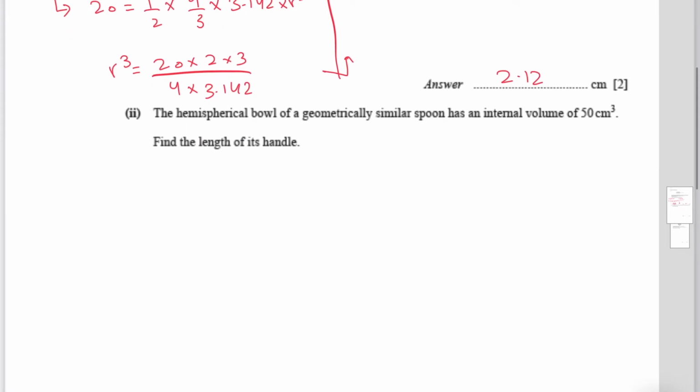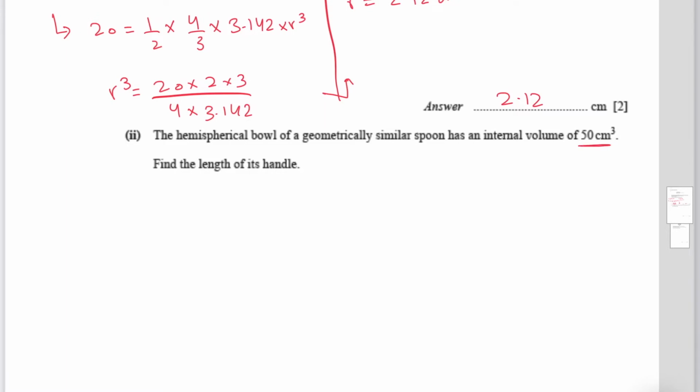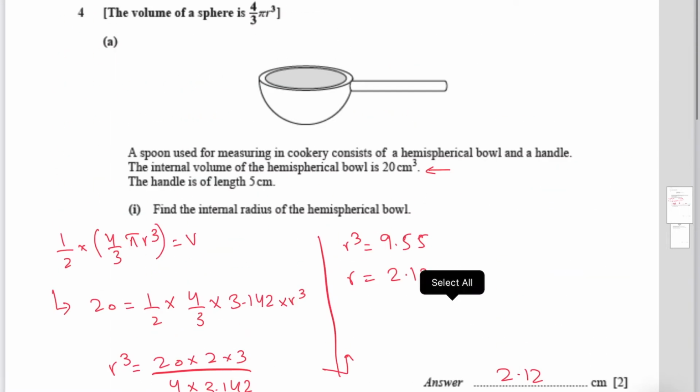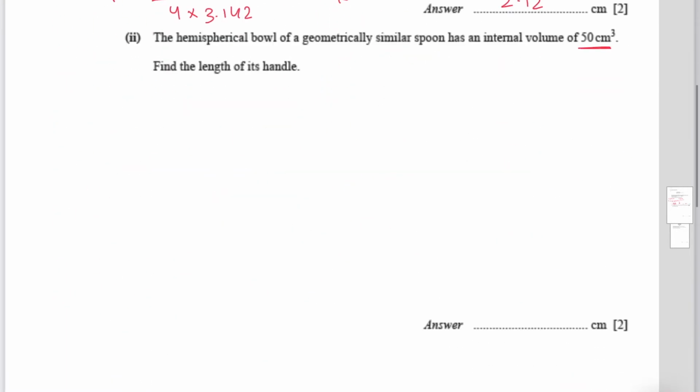The next part says the hemispherical bowl of a geometrically similar spoon has an internal volume of 50 centimeter cube. Find the length of its handle. First of all, when you're comparing two volumes, 50 and 20 centimeter cube, you first write V1 over V2 and you're comparing their lengths. So L1 over L2 is what you're comparing, but since volume is a cubic quantity, the lengths need to be cubed first.